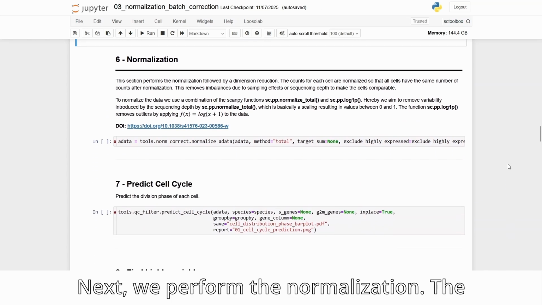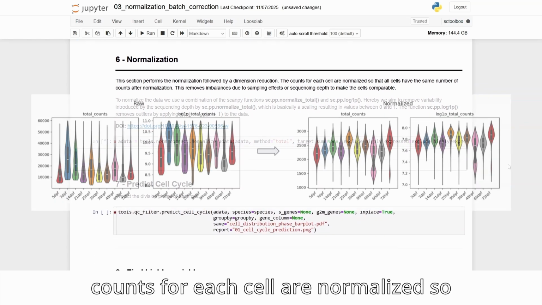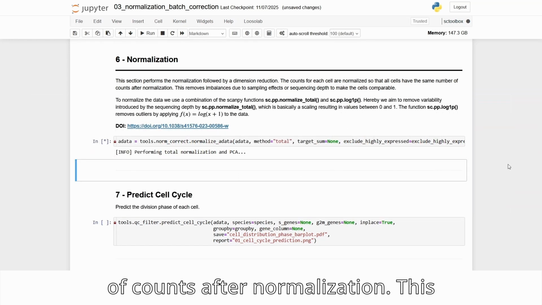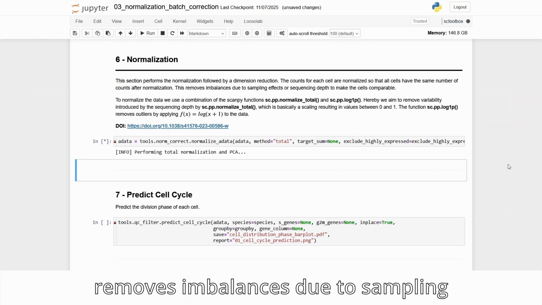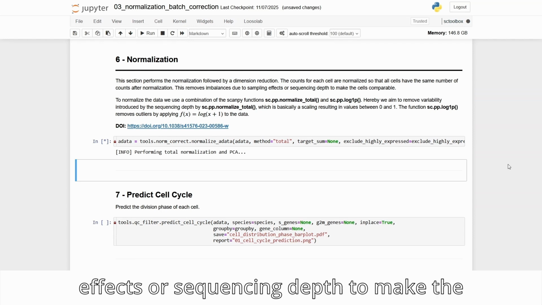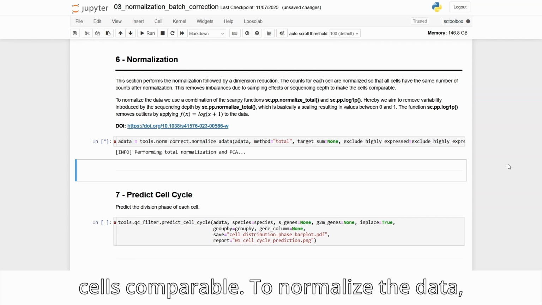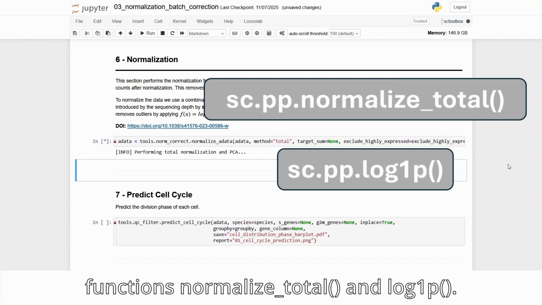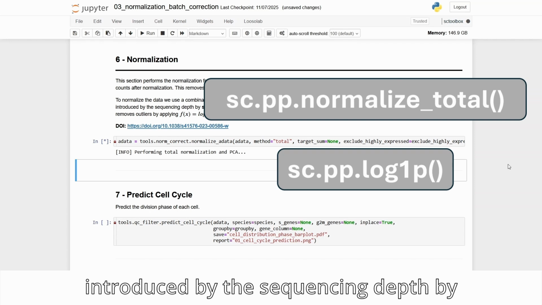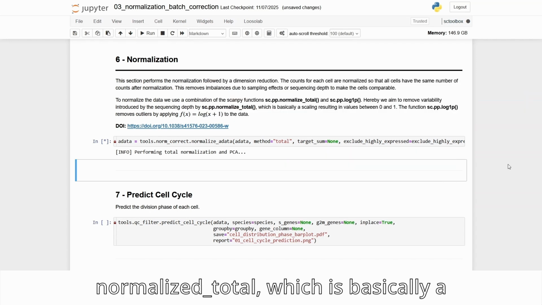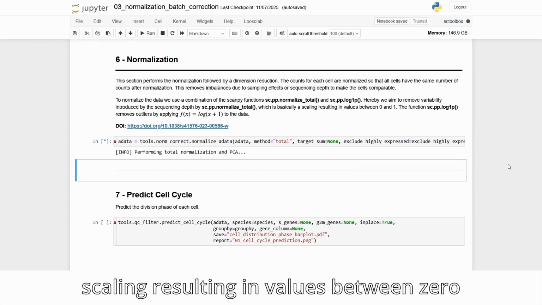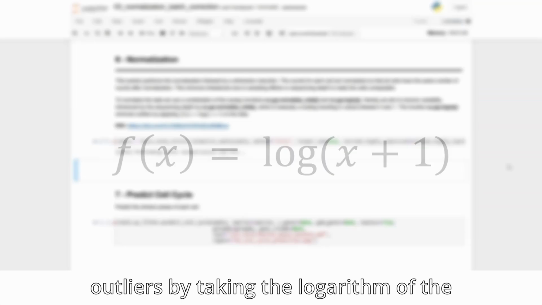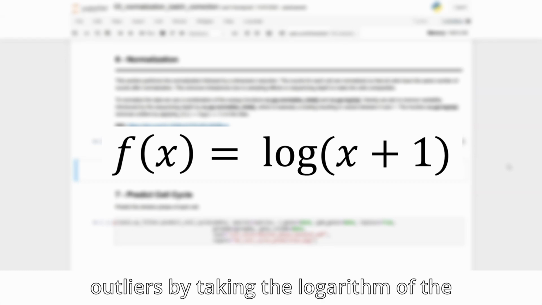Next, we perform the normalization. The counts for each cell are normalized so that all cells have the same number of counts after normalization. This removes imbalances due to sampling effects or sequencing depth to make the cells comparable. To normalize the data, we use a combination of the scanpy functions normalize_total and log1p. Hereby, we aim to remove variability introduced by the sequencing depth by normalize_total, which is basically a scaling resulting in values between 0 and 1. The log1p function removes outliers by taking the logarithm of the data.